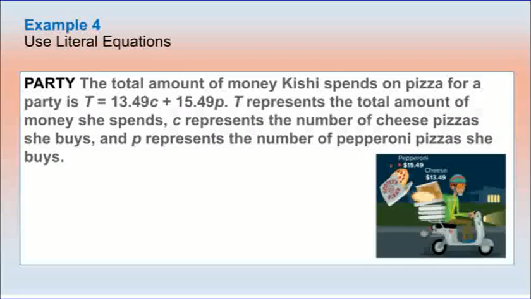Next one, example 4, using literal equations. The total amount of money Kishi spends on pizza for a party is T equals 13.49 C plus 15.49 P. T represents the total amount of money she spends, C represents the number of cheese pizzas she buys, and P represents the number of pepperoni pizzas she buys. You can see in the diagram, each pepperoni pizza is 15.49 and each cheese pizza is 13.49.